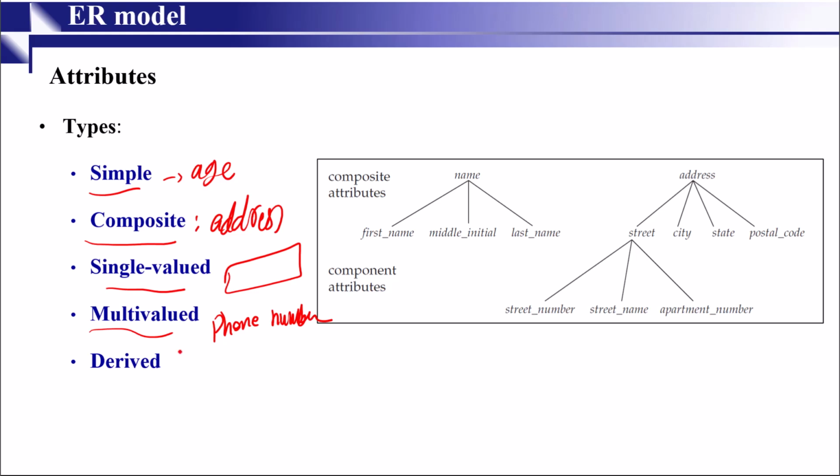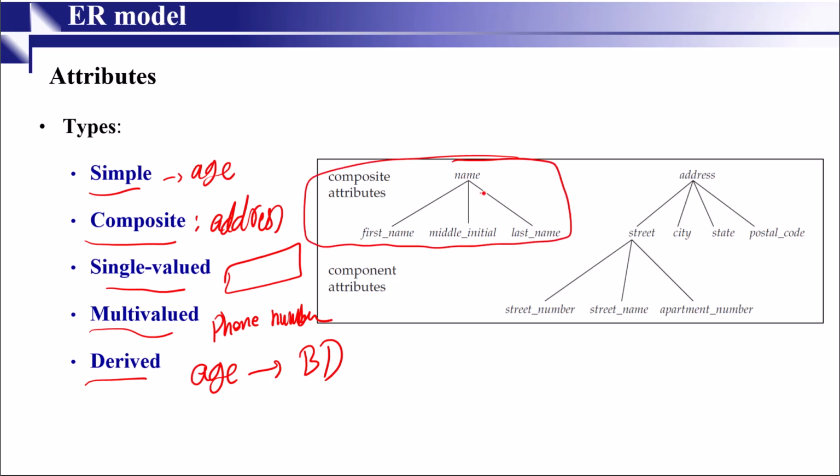And they may be derived. For example, we calculate age based on birth date, right? Each type serves a specific purpose in design. So for example, here we have a composite attribute, right? Name is composite, but we made it first name, middle name, and last name.